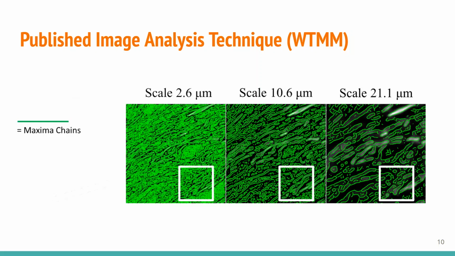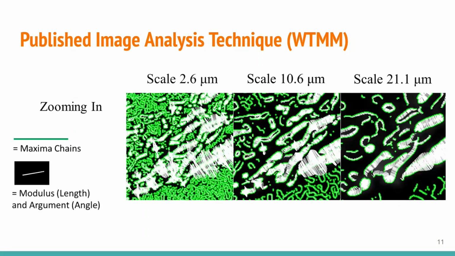This white box is where we're going to zoom in, because it's not the maxima chains directly that we care about. It's the angle the maxima chains are at. The words for this are modulus, which is the length, the intensity of the pixel change, and the argument, which is the angle that maxima point is at on the maxima chain. We're going to look at these angles and use them to develop an analysis technique.